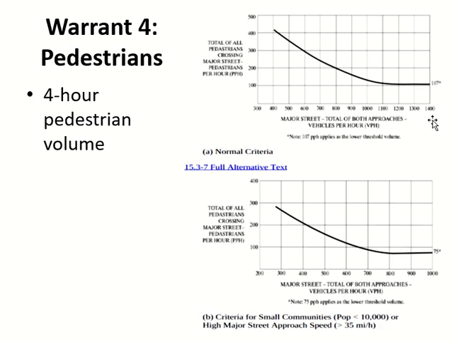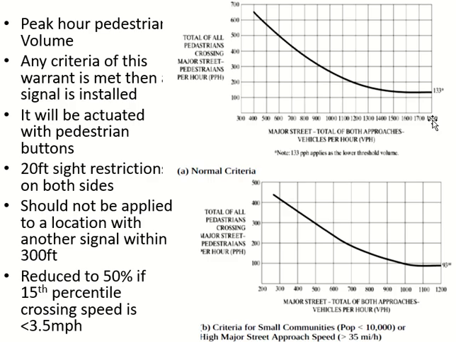How many points you need? 4 hours. Okay, so you will plot these points again. This is for normal, this is for small town and high speed routes. Plot the 4 hours. All 4 points must be above the curve or on the curve. Any point is below the curve, signal not required. Clear? Peak hour pedestrian volume. So what are we doing now? How many points? 1. Only for the peak hour. Clear? And again you select the curve and so on.